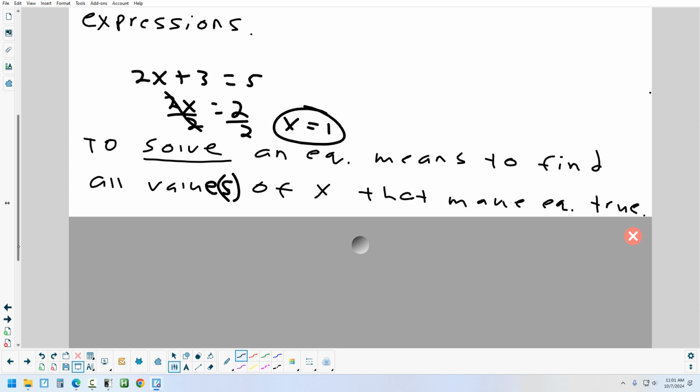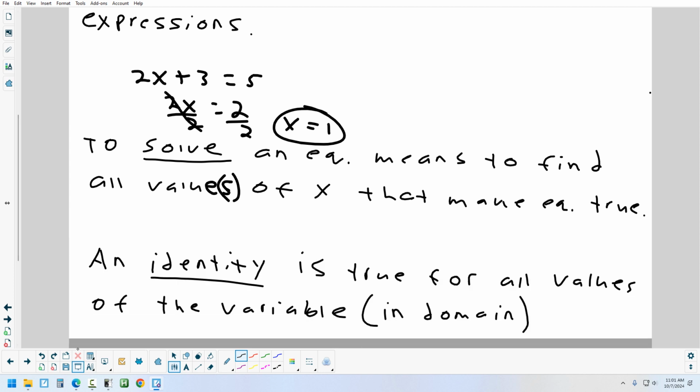Now, some equations, when you solve them, end up with all real numbers as the answer. If that happens, that type of equation is called an identity. The one that I did up above that I just solved and got x equals 1, that's not an identity.